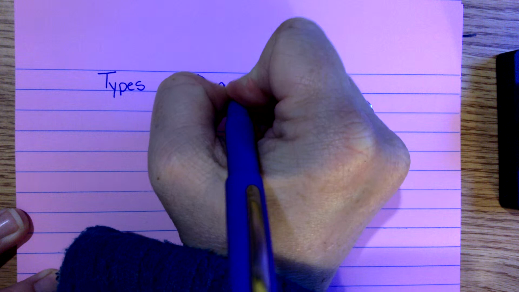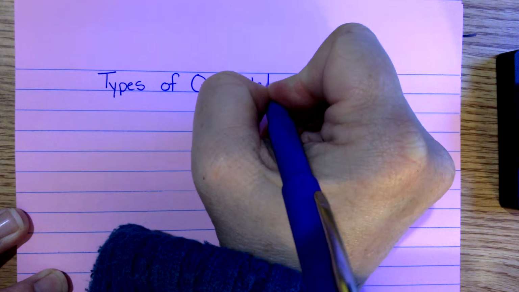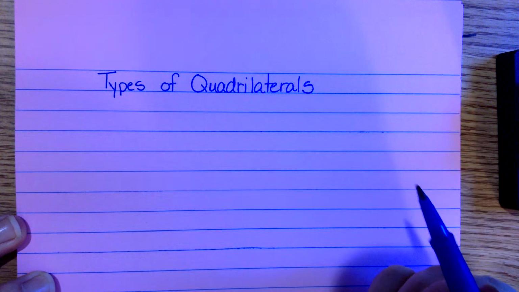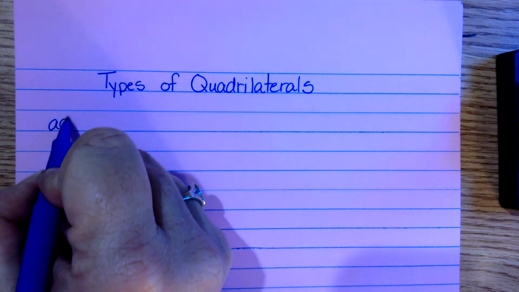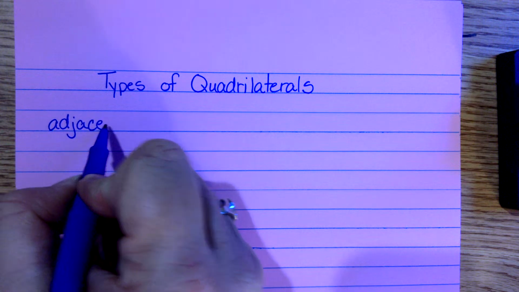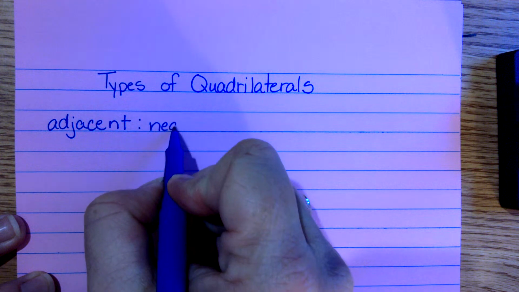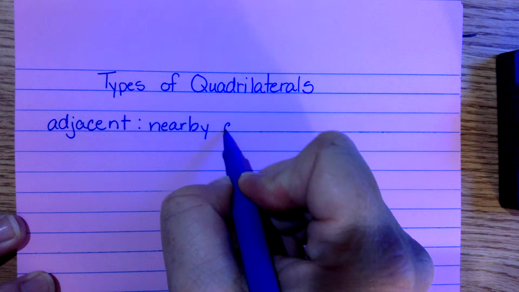All right, we are on to another topic that is very heavy on vocabulary. It is the types of quadrilaterals. I wondered when we would get to my favorite vocabulary word, which is adjacent. Adjacent means nearby or close to.